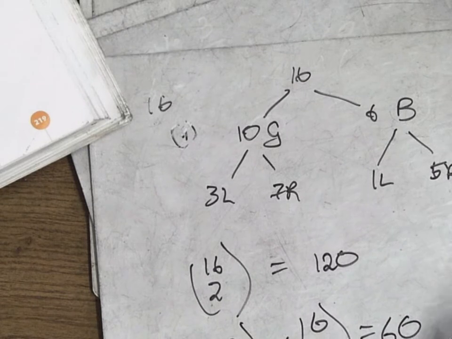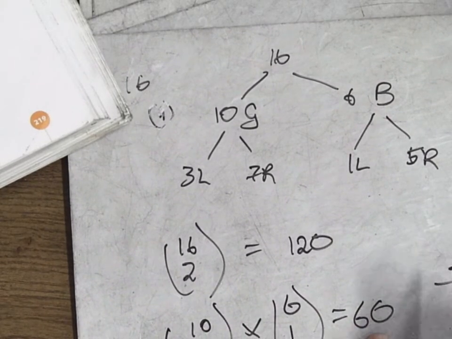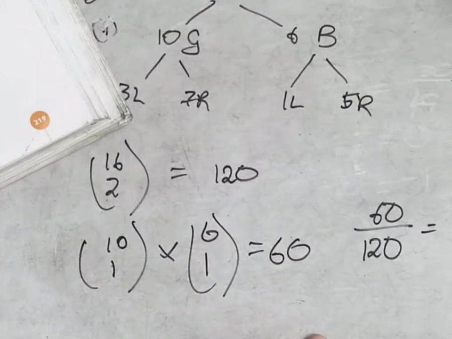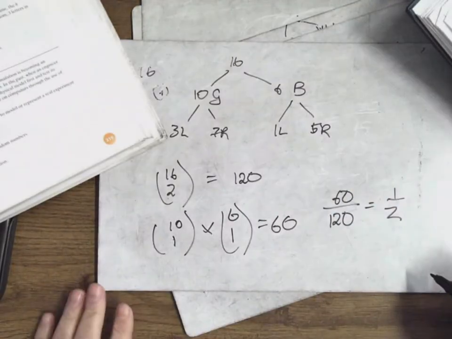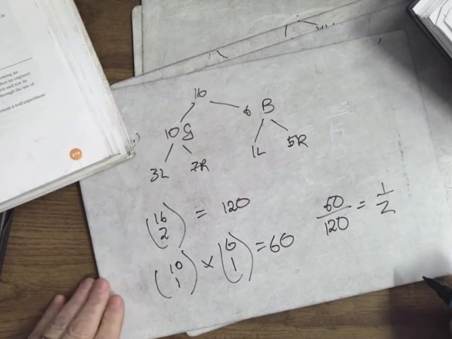60, isn't that right? So then the probability, you have 60 chances out of 120 to choose 1 boy and 1 girl. So that cancels down to a half. Is that alright? Is that okay?